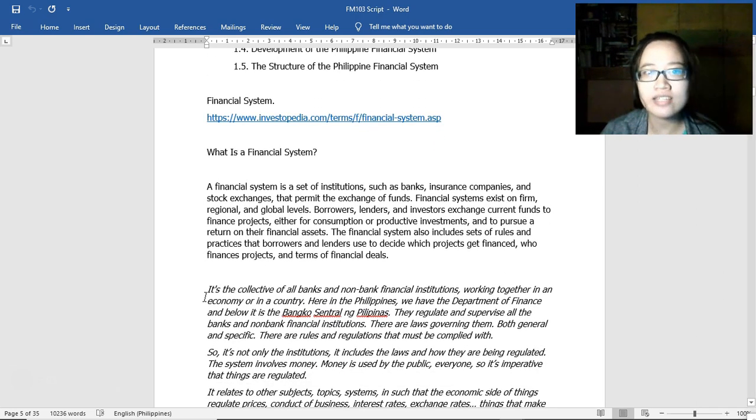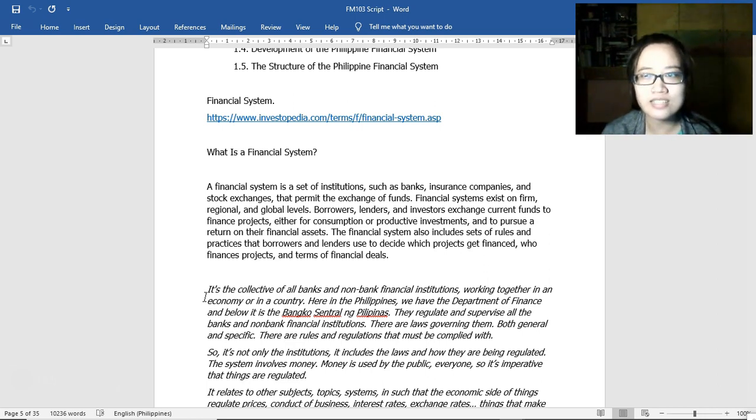So the definition: a financial system is a set of institutions, such as banks, insurance companies, and stock exchanges that permit the exchange of funds. Okay. Our subject, banking and financial institutions, from the content that we will be covering this semester, we will be discussing the Philippine financial system and then the banks and the non-bank financial institutions. Okay, the financial institutions, banks and non-banks, those include banks, insurance companies, stock exchanges.